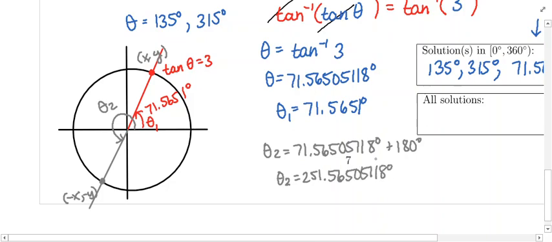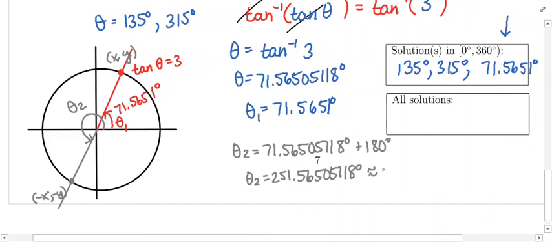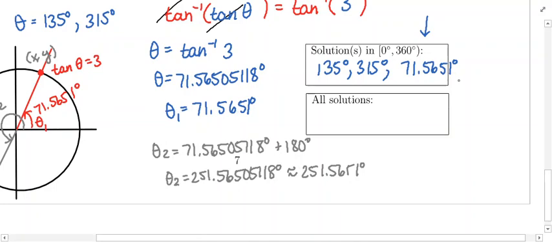So here's our other angle. If we go ahead and round this to 4 places after the decimal point, this is going to be 251.5651 degrees. So I'm going to go ahead and add that. This is between 0 and 360 degrees, so I'm going to add that to the list here.